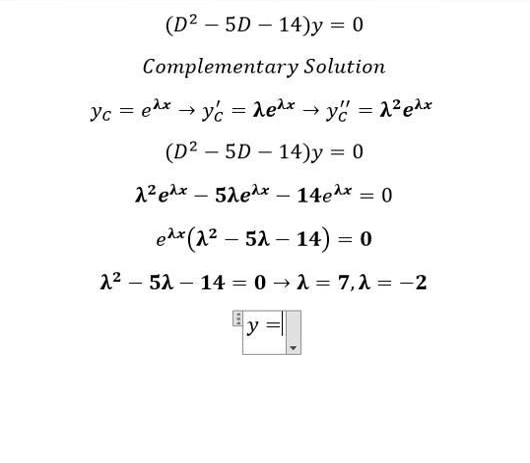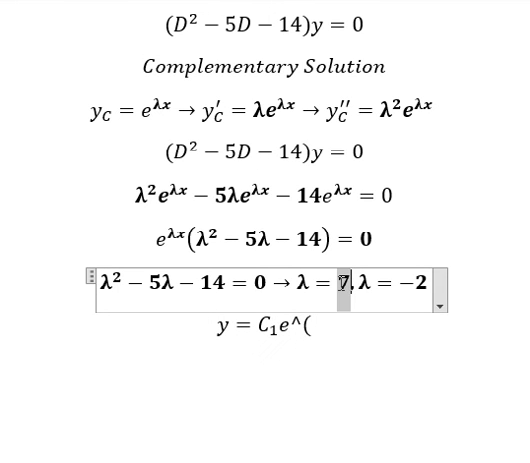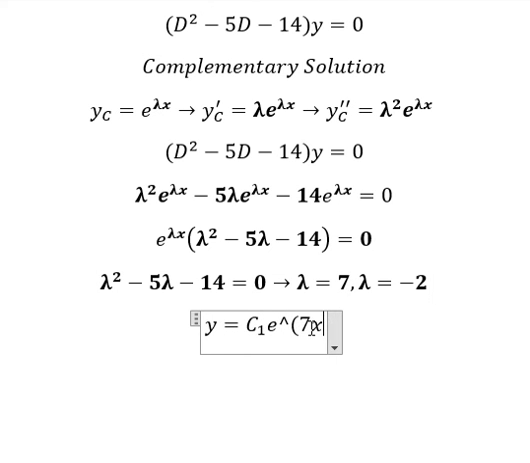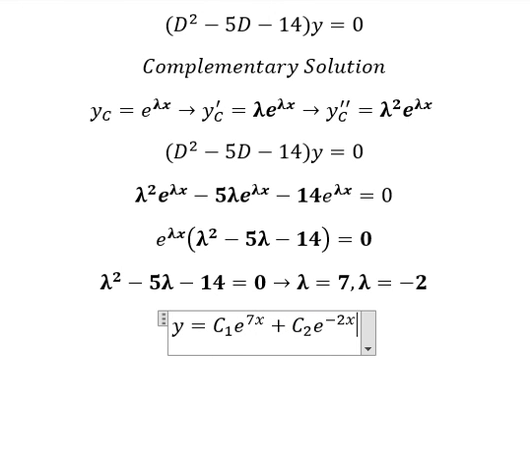So we have C1, the constant 1, e to the power of lambda s. We change lambda into 7, so we have 7s. And we have C2 e to the power of negative 2s. And this is the final answer.